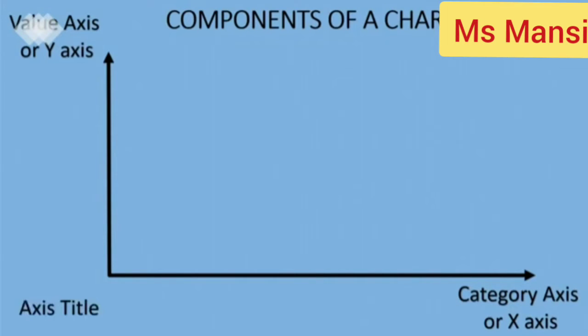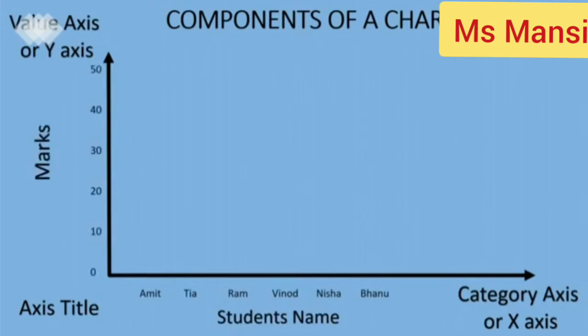Now I will tell you what is chart title. It describes the aim and content of the chart. Like in axis title, in x-axis, look here, student name will be shown, and this is the y-axis title. Clear?